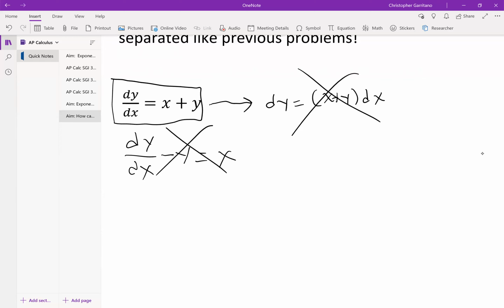Well, we still have information about this model, and that is that the slope at any point is equal to the sum of x and y. And we can use that information to draw something called a slope field.